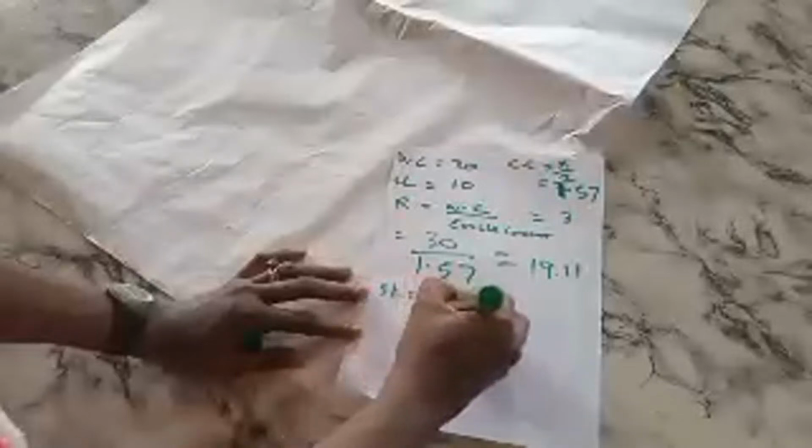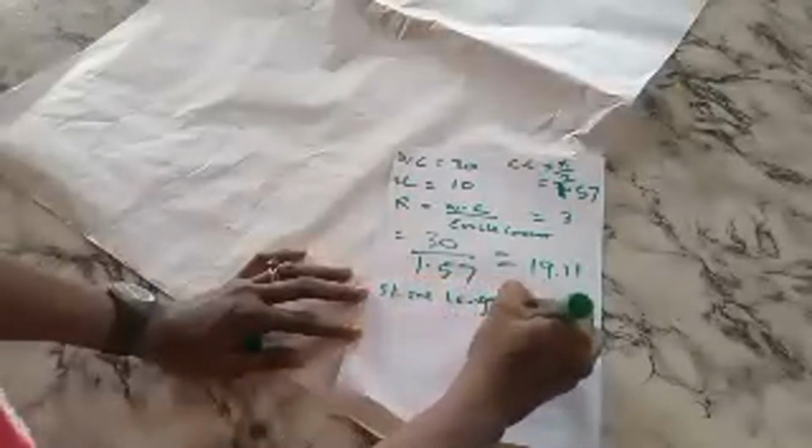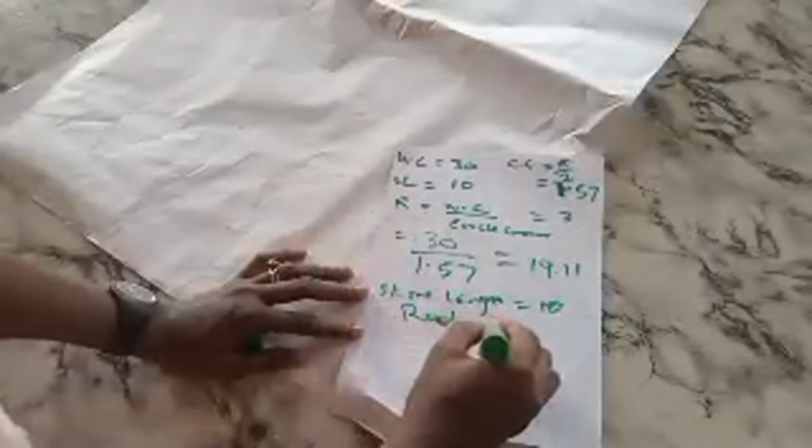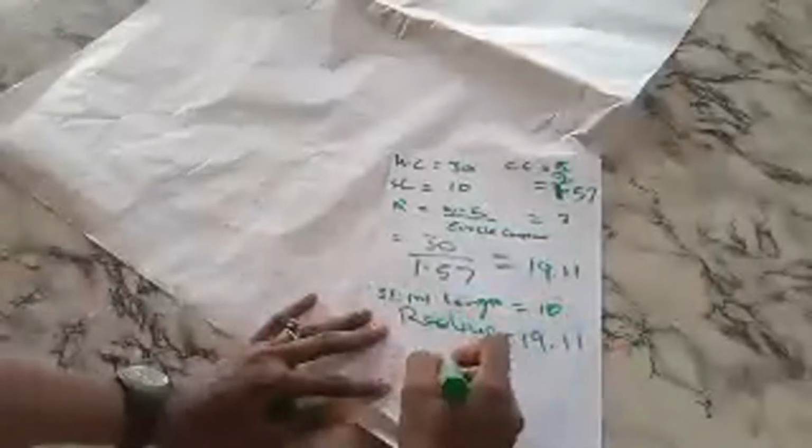Because you're going to be needing fabric for both length and breadth. So let's say this is my skirt length. Skirt length is 10, and then my radius is 19.11. So 19.11 plus 10 puts me at 29.11. So I am going for 29.11. That's what you are going to be drafting on your paper.